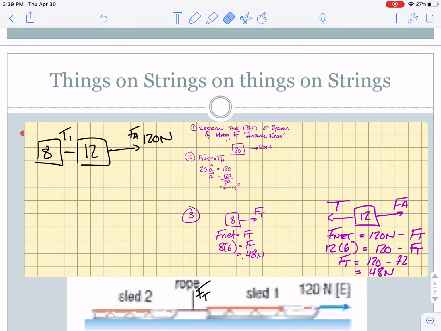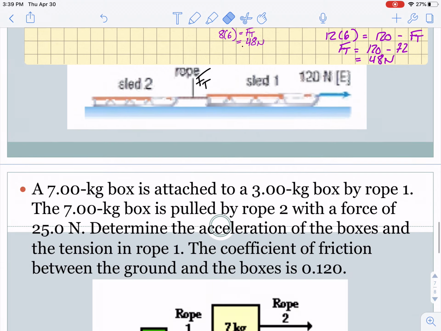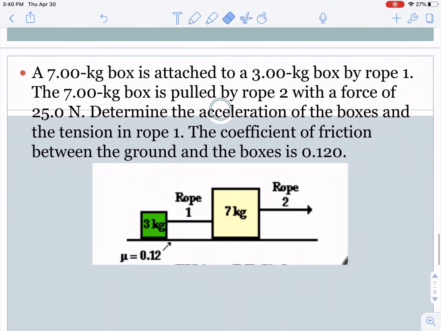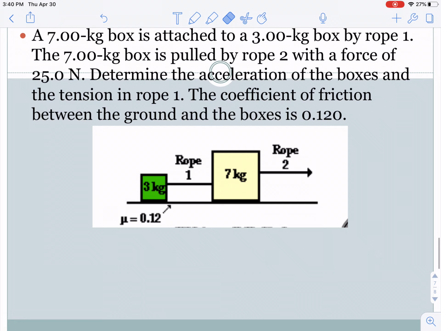Just pause here for a second. Okay, one more example. I suggest you pause the video here and try this on your own, because it's a very, very similar problem, except the only thing we do is we're adding friction. So pause it here, try this one on your own, and then come back in as long as you take, and then we'll take it up.